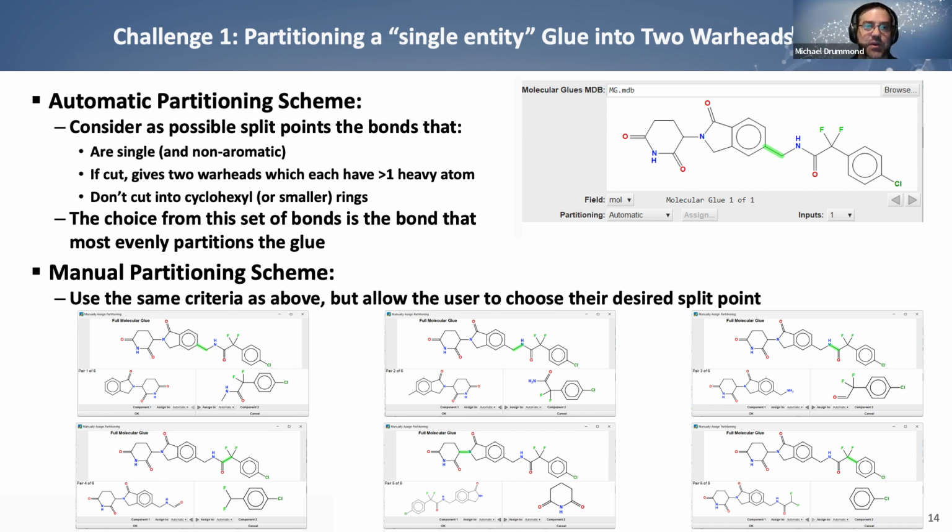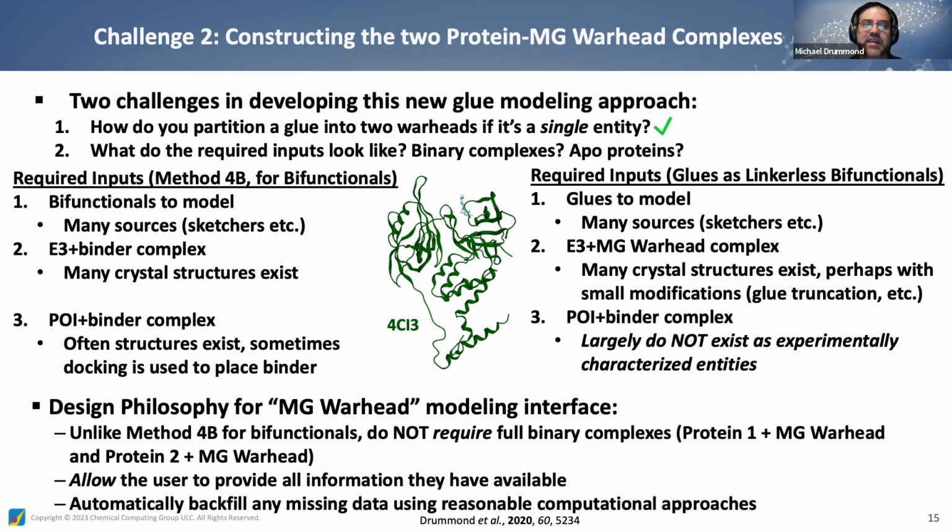I will say, for the results I'm going to show today, this adds a bit of an arbitrary factor, and I'm doing benchmarking here, so I did want to be consistent. So all of my results today are really just going to go with this automatic option, the single bond where, if it splits the glue into two different warheads, they're going to be as evenly sized as possible. So that kind of answers that second question: how do you partition a glue? Well, just try to split it in half the best you can. In a nutshell, that is how we're going to do that.